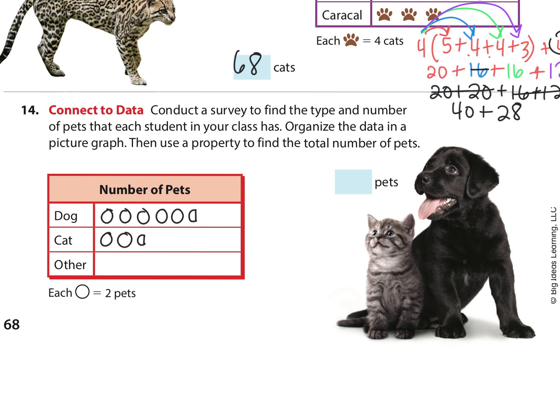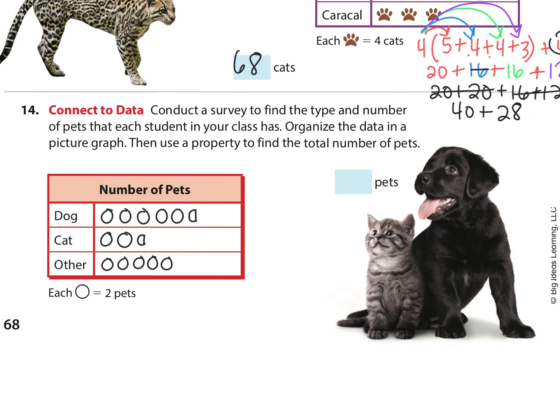Okay, other pets that aren't a dog or a cat, raise your hand. 1, 2, 3, 4, 5. Hold on, hands are shooting up after. 1, 2, 3, 4, 5, 6, 7, 8, 9, 10. So how many circles if they're representing 2? 1, 2, 3, 4, 5. Okay, so now I'm going to use this data.